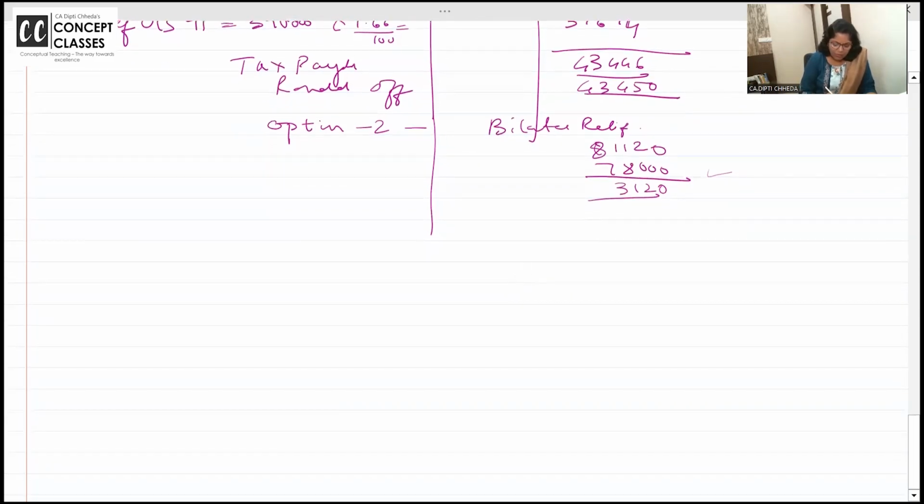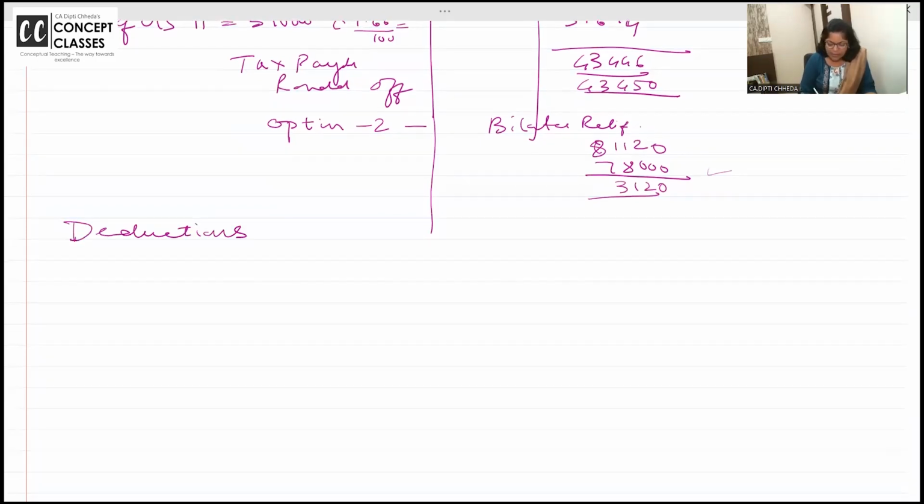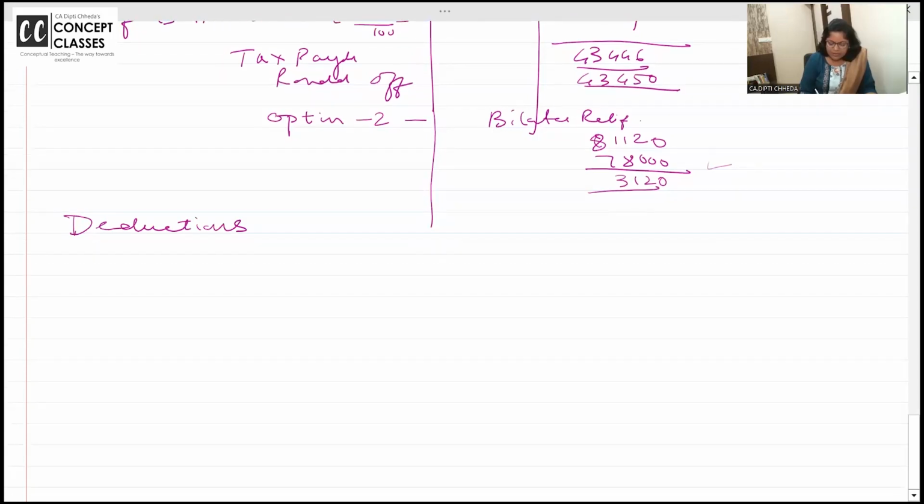First, just note down all the deductions. Yesterday I discussed them, now I'm making you write. Deductions under sections 80C to 80U. You know, these are also very popularly known as Chapter 6A deductions.